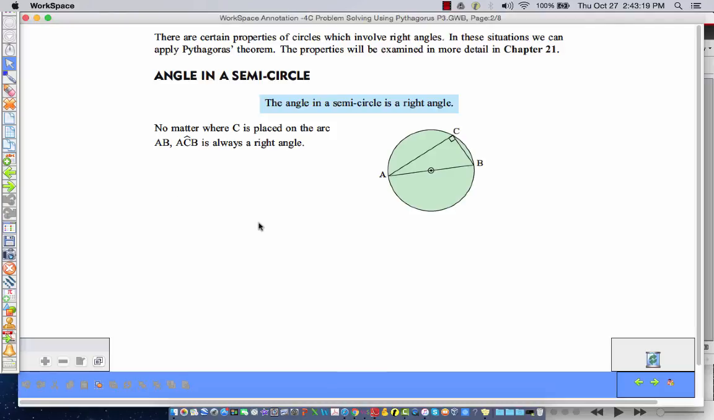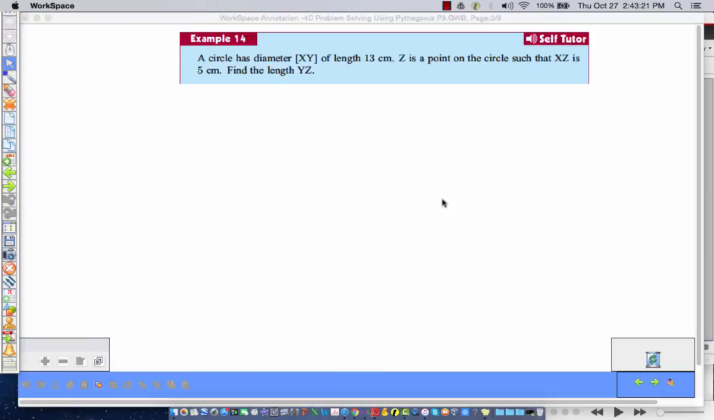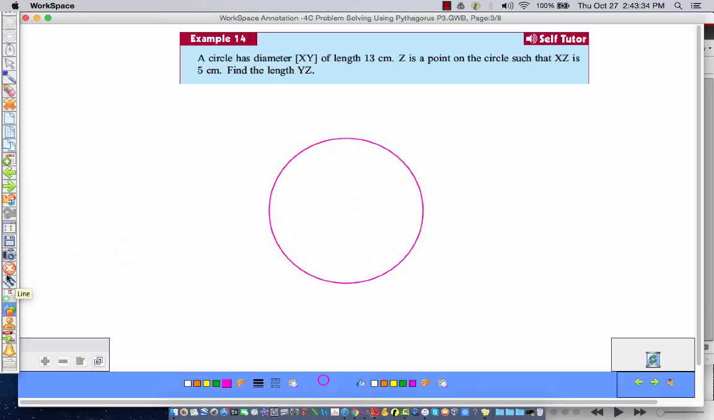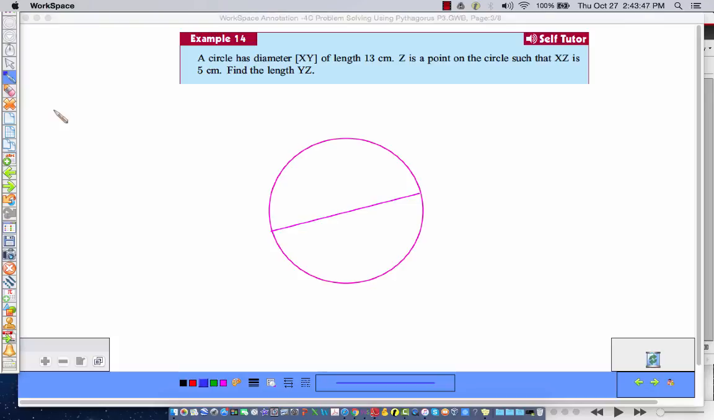Let's get back to here. All right. A circle has diameter XY of length 13 centimeters. So let's go ahead and draw ourselves a circle here. Boom. Okay. And it has a diameter of length 13 centimeters. So let me draw a diameter here. Kind of estimating that. That looks about right. And we'll make the center right here. That seems about right. So we know that the diameter is 13.